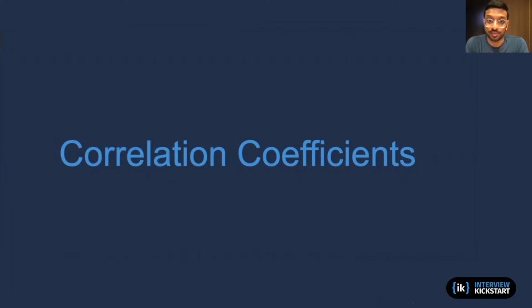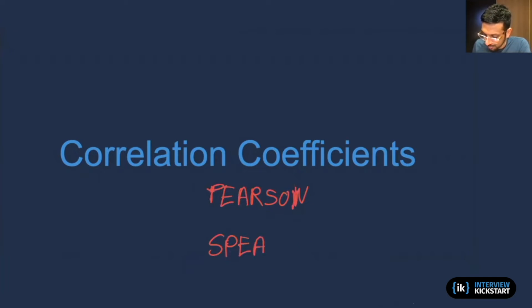Our next video is about correlation coefficients. And when we talk about correlation coefficients, we're actually talking about two major types of correlation coefficients. And they're called the Pearson, that's an N, and a Spearman. The Pearson coefficient and the Spearman coefficient.